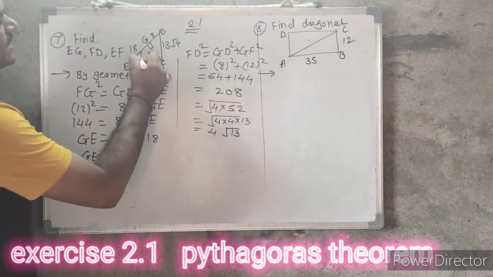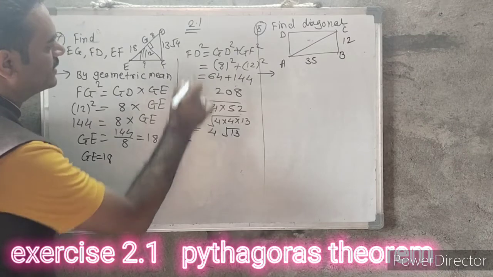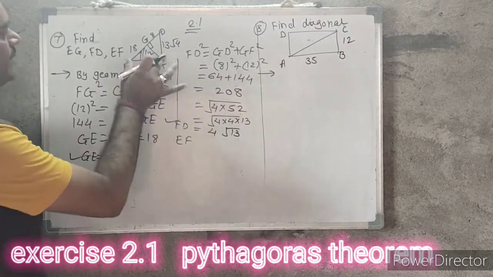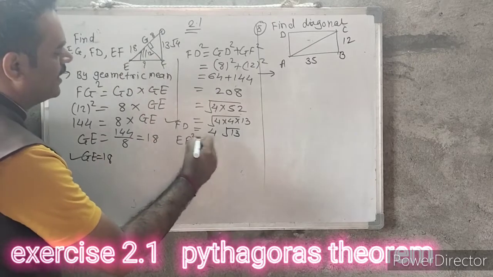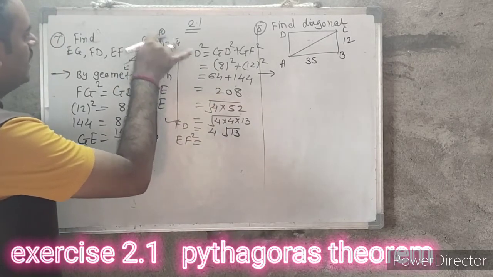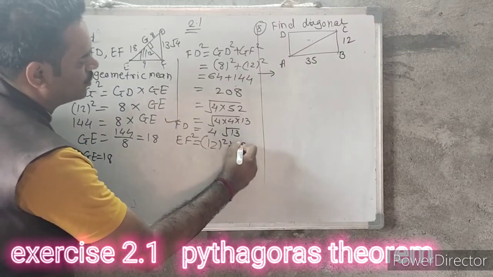Now here in this triangle, use again Pythagoras theorem. That is EF square. That is the answer of FD. That is the answer of GE. हमें GE मिली, FD मिली. अब आपको EF निकालनी है. EF square is equal to this one and this one. That is the 12 and that is the 18. So 12 square plus 18 square.